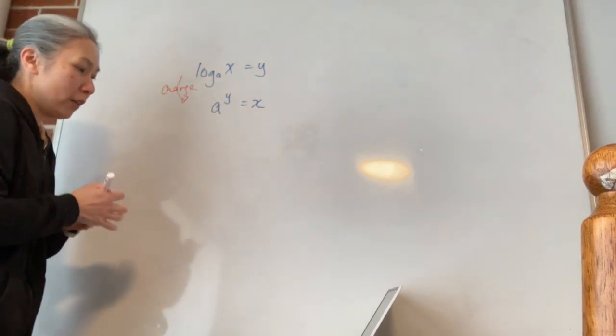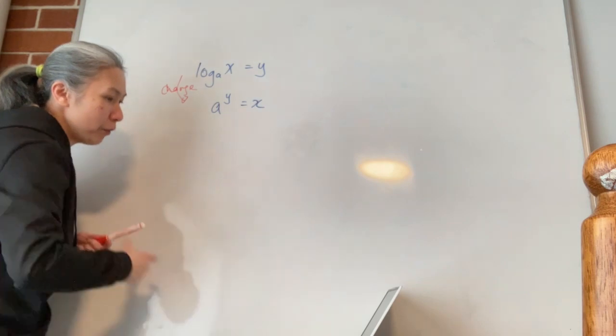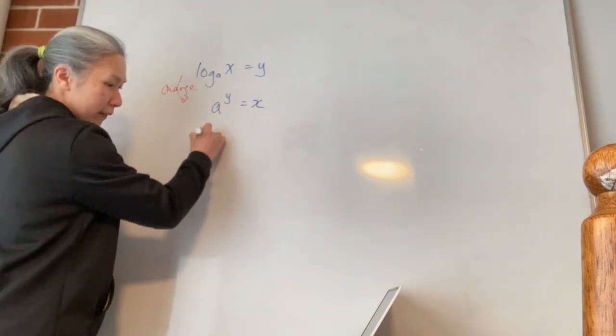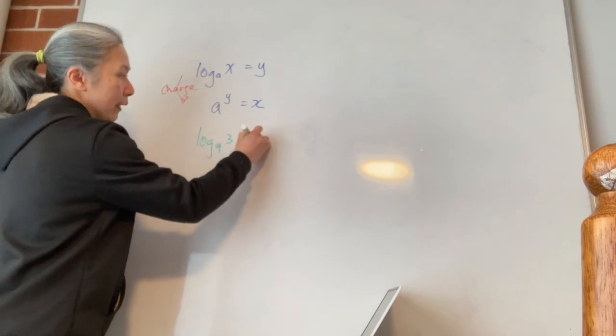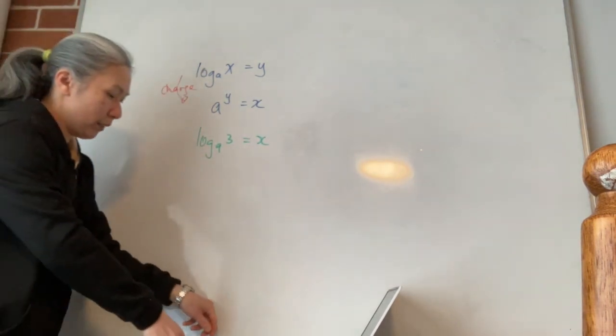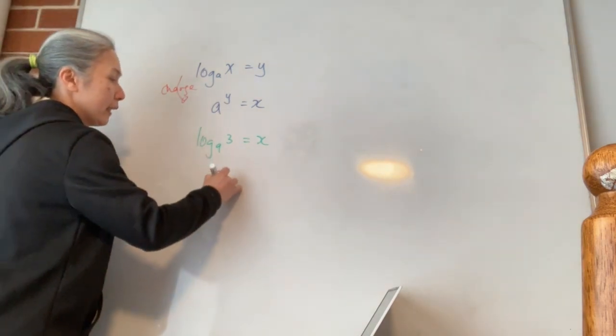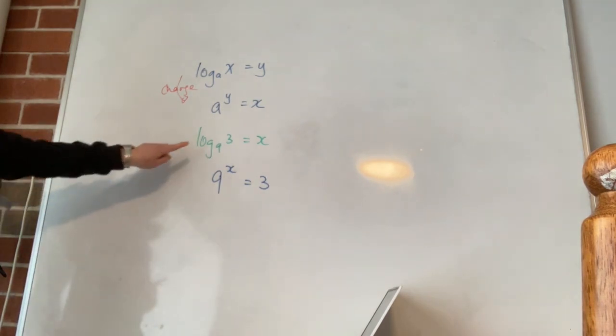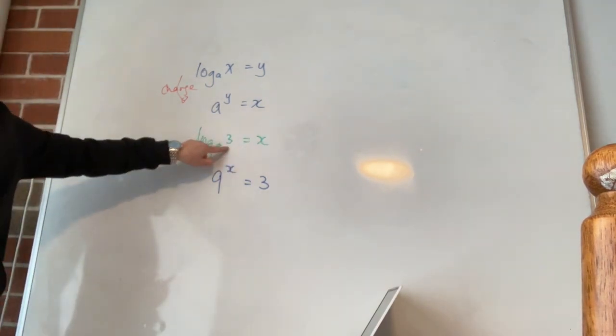For example, on page 4, if you're looking at the first question that I've given you, which is log base 9 of 3 equals x, use this method to change it. You're going to write it as 9 to the power of x equals 3. That's how you change it.